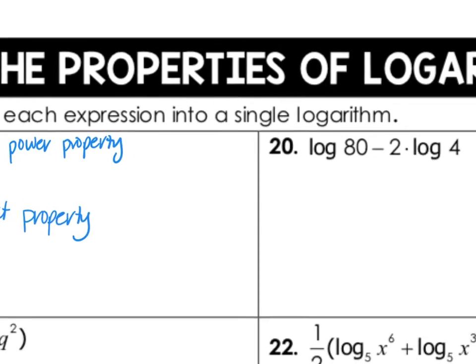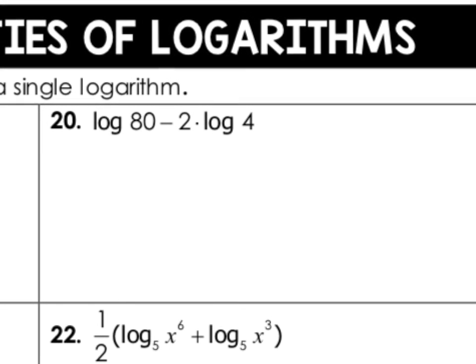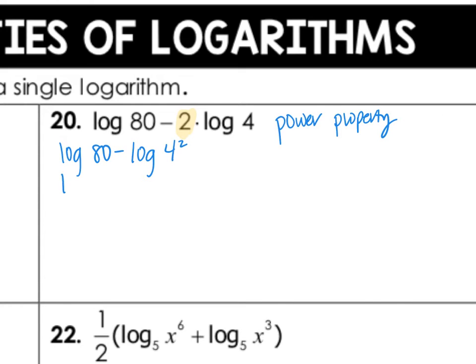Now let's take a look at number 20. So number 20, the first thing I see here is this 2. So the first thing I'm going to use again is the power property. I don't have a power property to use on the left, so I'm just going to bring that part down. And that allows me to move the 2 as an exponent. And I know that 4 squared is 16.